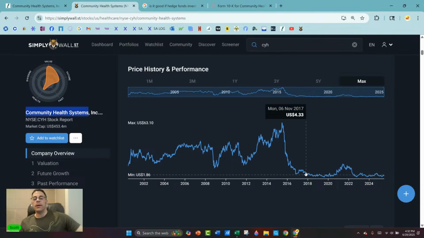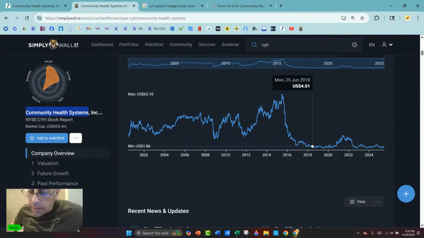You can see here it traded below $3 from 2018 to the end of 2020, and finally broke through. So it's an interesting stock. Their earnings are in a few days.